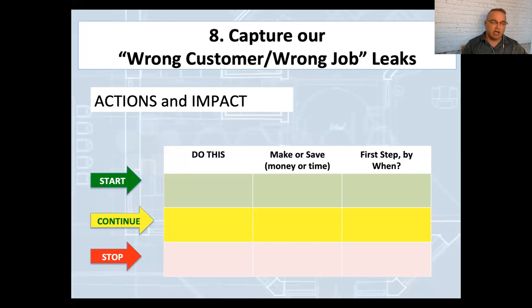Now, in the middle column, I want you to also take a stab at how much money or time you're going to save or you're currently wasting and you need a solution for. Write that down. How much are we going to save or make? And then next to that, I'm going to challenge you one more time. Give me a solution. What's the first step we can take to fix that?